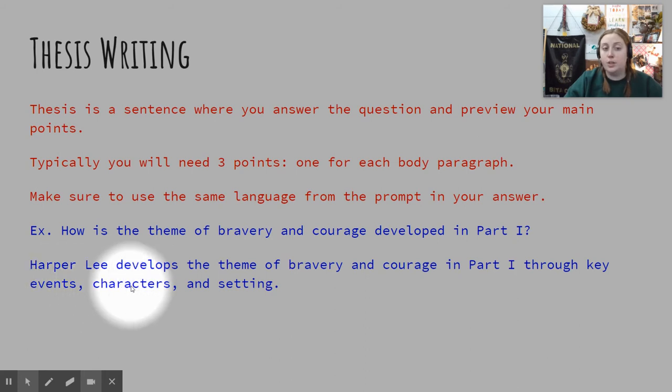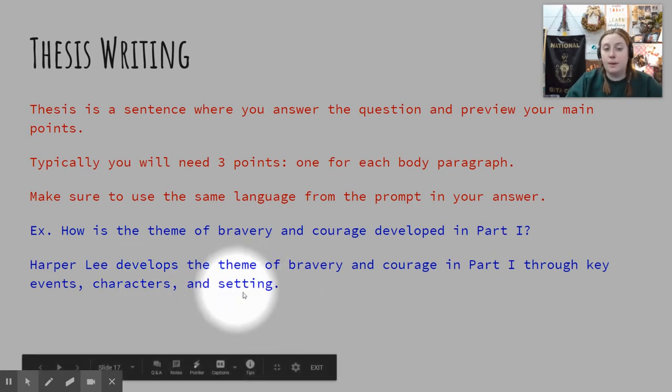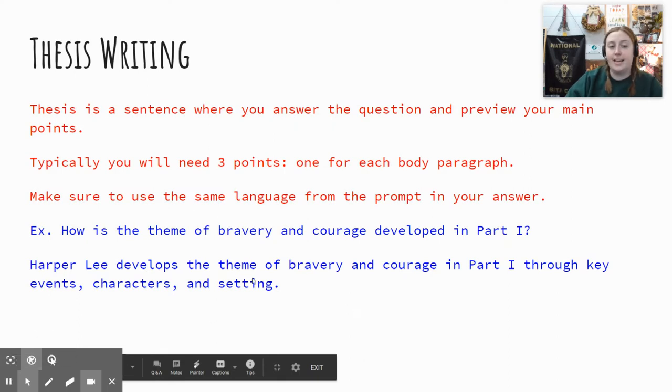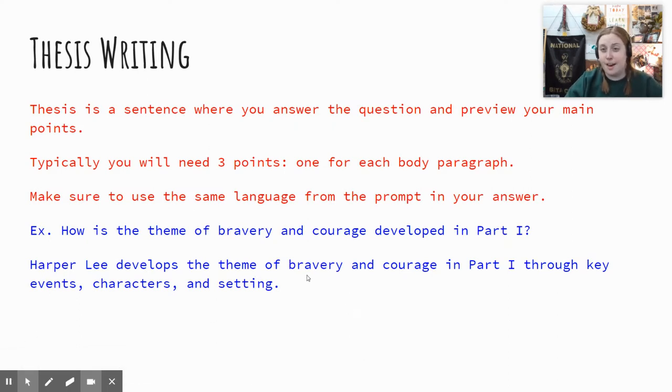My point 2 is how she uses characters to develop the theme. And then my point 3 is the setting and how she uses this setting to develop the theme. Okay, so that means my first body paragraph will be talking about events. My second body paragraph will be talking about the characters. And my third body paragraph will be talking about how the setting is being used to develop that theme.